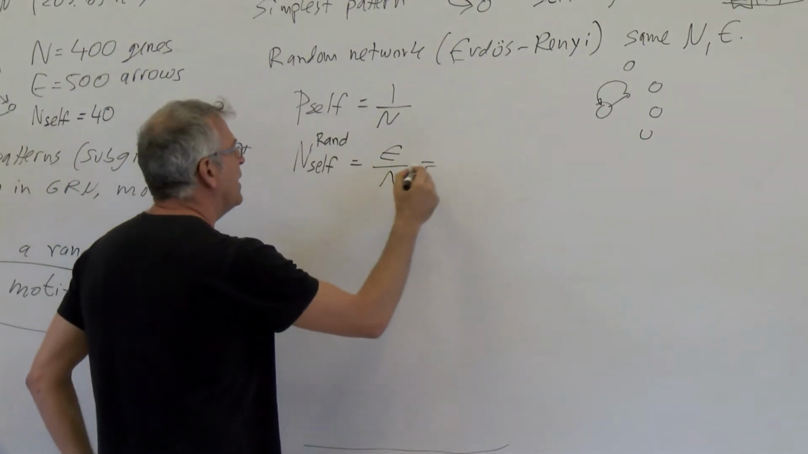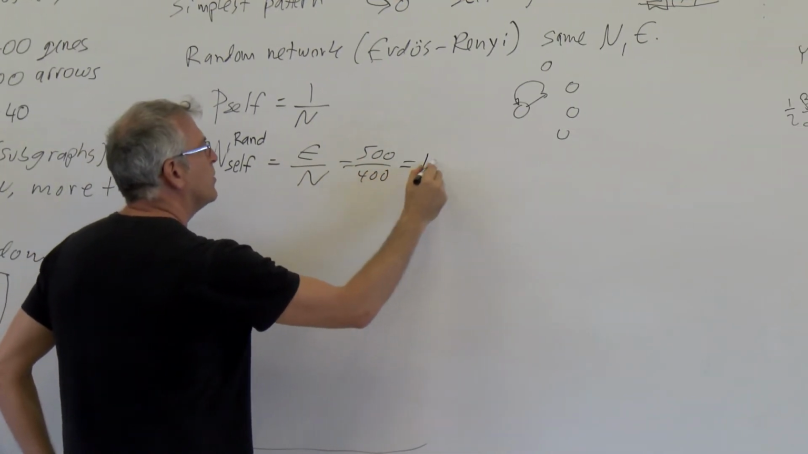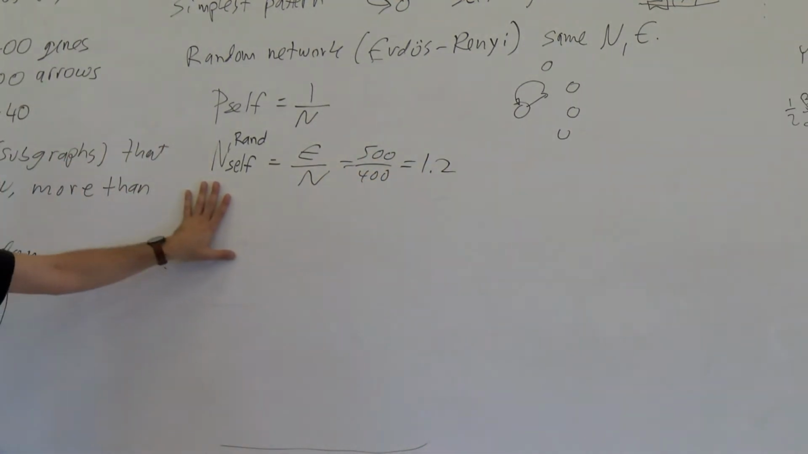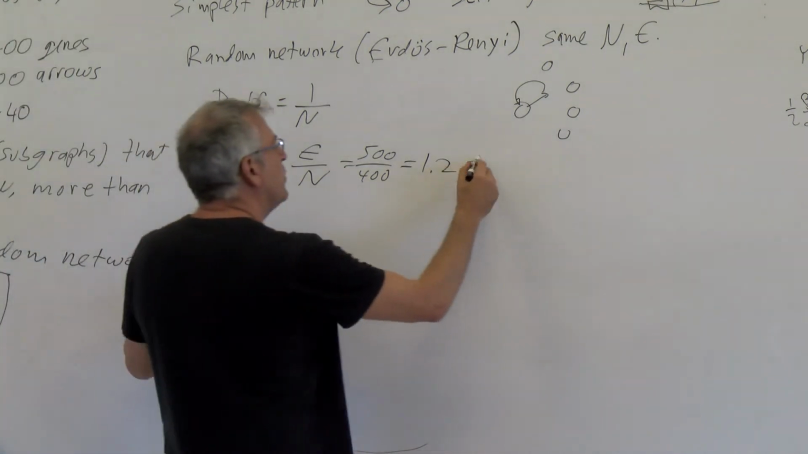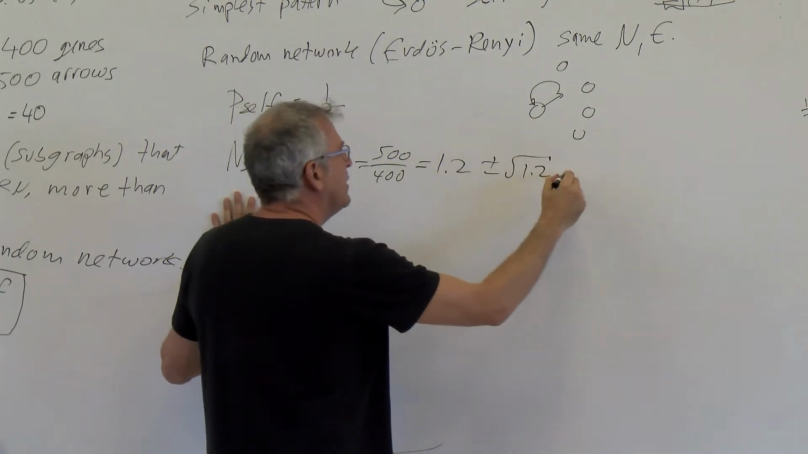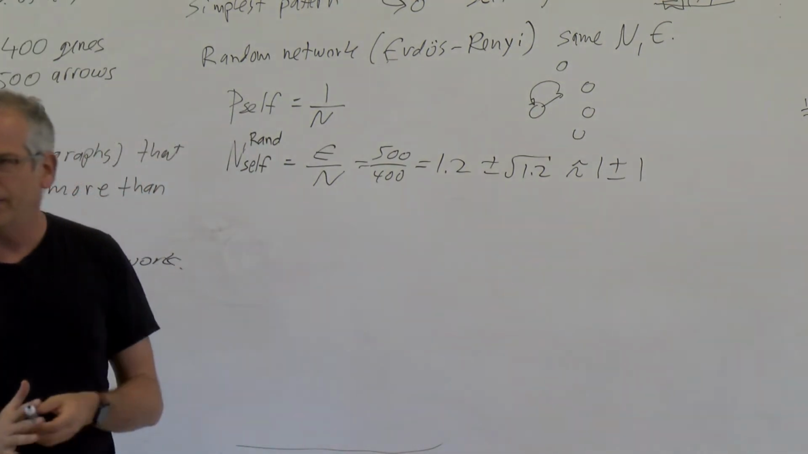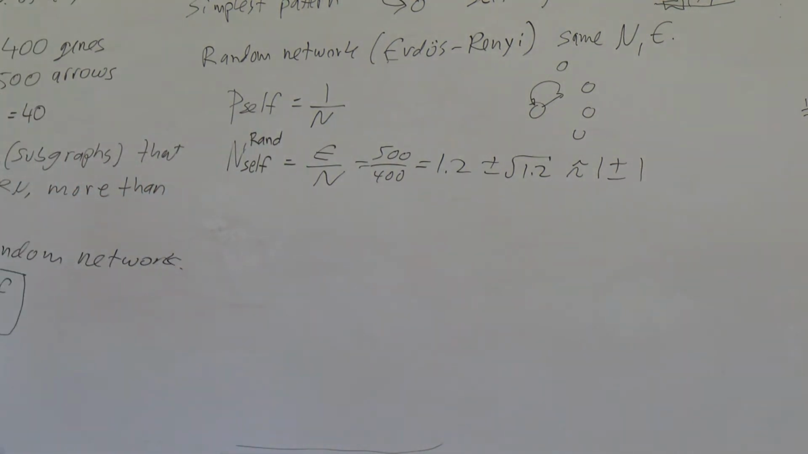Okay? How much is that? It's about 500 over 400. It's about 1.2. So on average, I expect 1.2 self-edges. And what's the plus minus on that? So just like throwing a coin, it's the square root of the mean, more or less. So this is about 1 plus minus 1 self-edges in random. And the real network has 40.